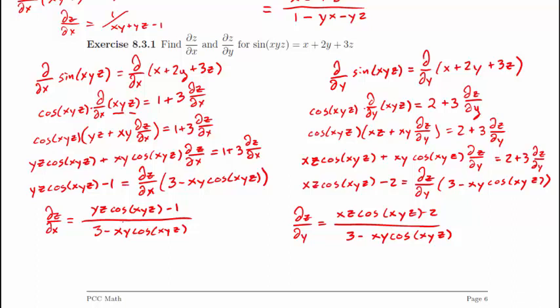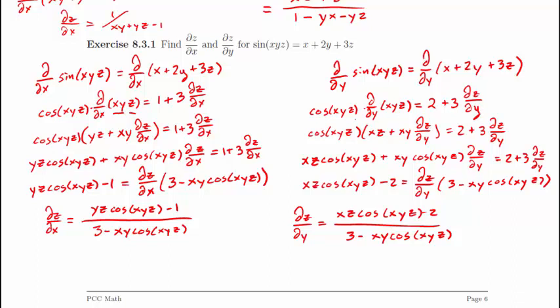Great. We're going to do the same thing similarly for our partial of z with respect to y. We take the partial with respect to y of both sides. The partial with respect to y of sine of xyz equals the partial with respect to y of x plus 2y plus 3z. For our next line, we get cosine of xyz times the partial with respect to y of xyz equals 2 plus 3 times the partial of z with respect to y.